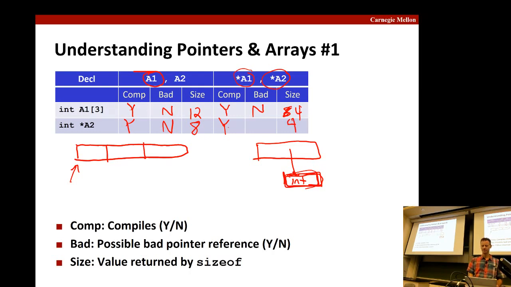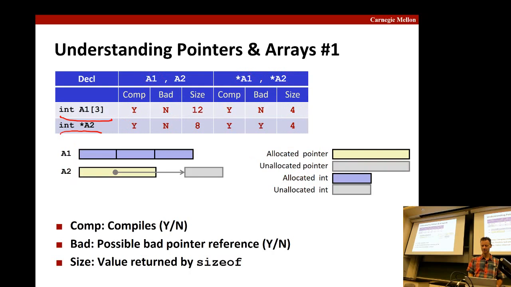Okay? And if I did this right, then it should match this chart. Okay, good. And this is sort of showing pictorially the picture I just drew. This is saying that if the yellow is allocated stuff and the gray is unallocated, you can see you have an allocated pointer but an unallocated int here. Whereas when you define it this way, you have 3 allocated ints. Okay, questions on that?